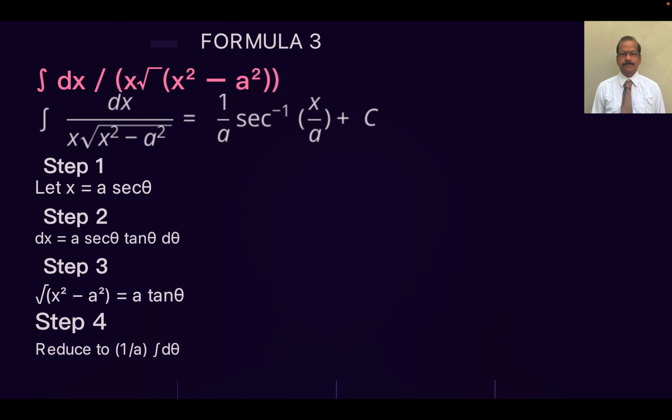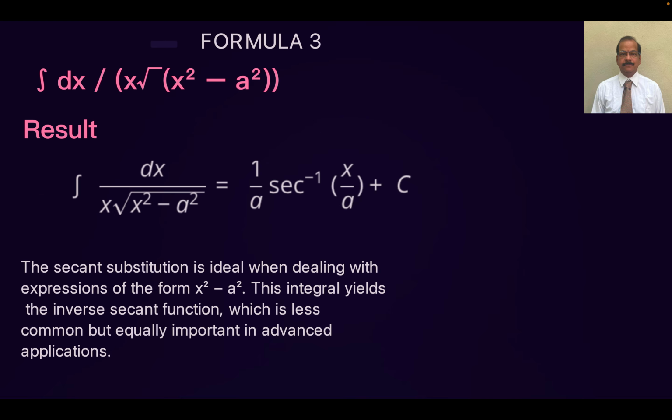In finality you get, you can see in the next screen. The result is integral of dx by x root x square minus a square equal to 1 by a secant inverse x by a plus the constant of integration. The secant substitution is ideal when dealing with expressions of the form x square minus a square. This integral yields the inverse secant function, which is less common but equally important in advanced applications.